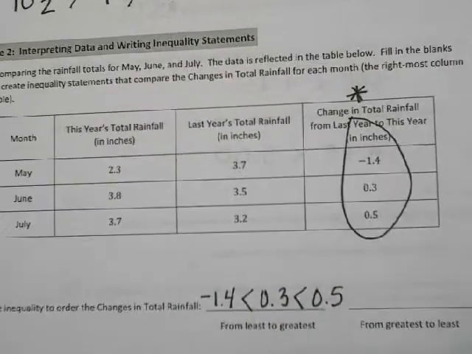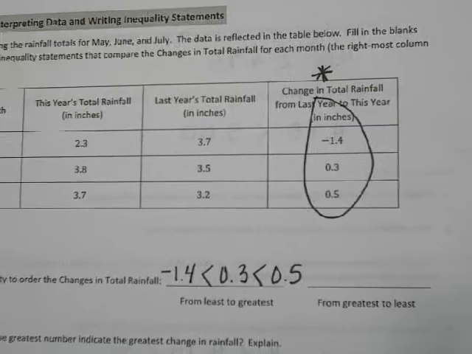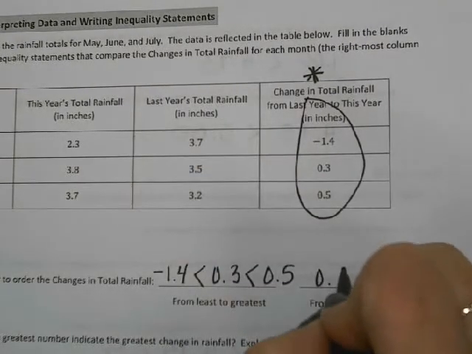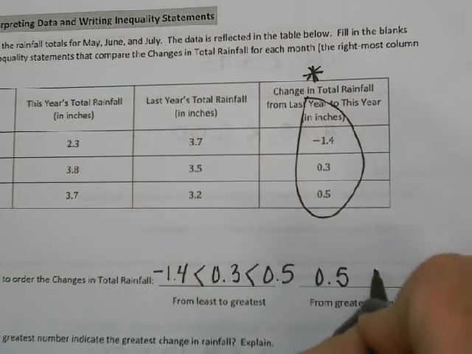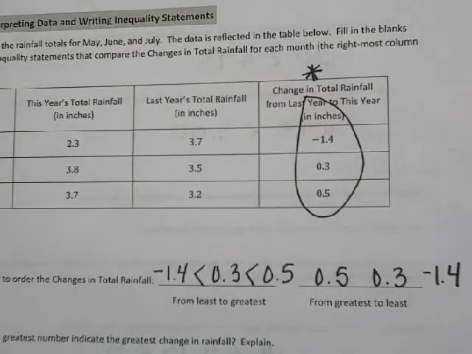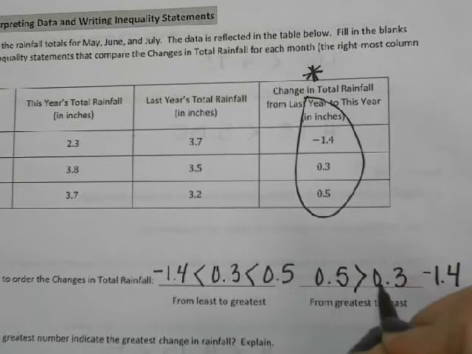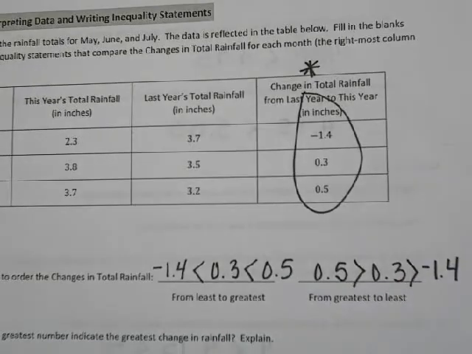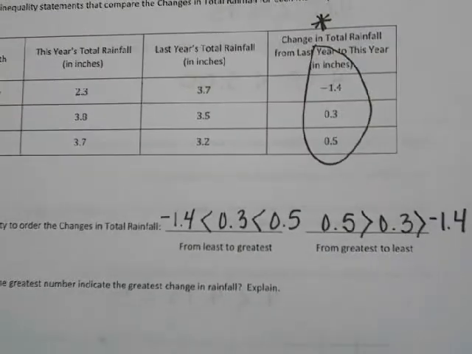So if I'm doing greatest to least, then I am switching the order of the numbers I just did. So I'm going to put 5 tenths, 3 tenths, negative 1 and 4 tenths. And then I need to think about my sign. I know greatest to least, I want my greater than sign. 5 tenths is greater than 3 tenths, and 3 tenths is greater than negative 1 and 4 tenths.